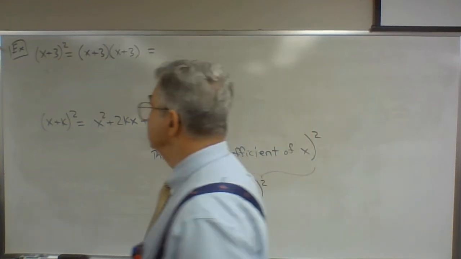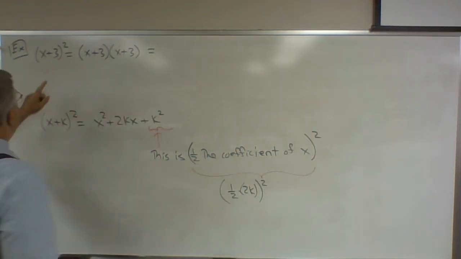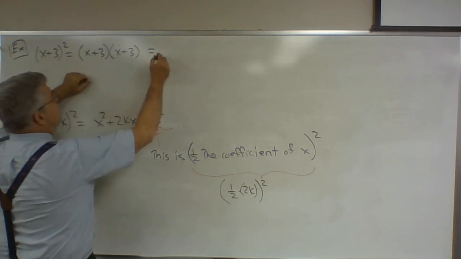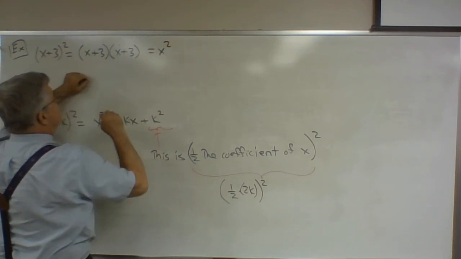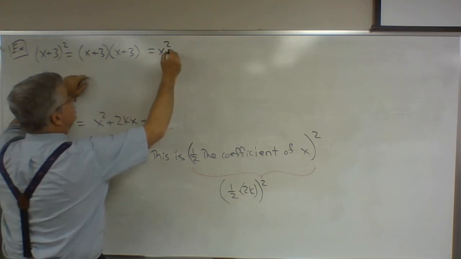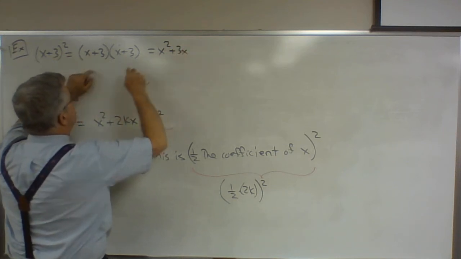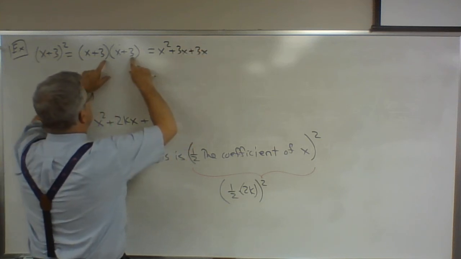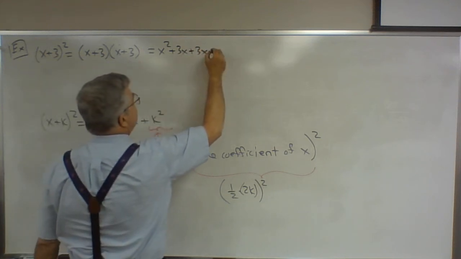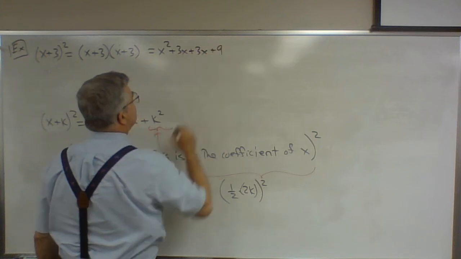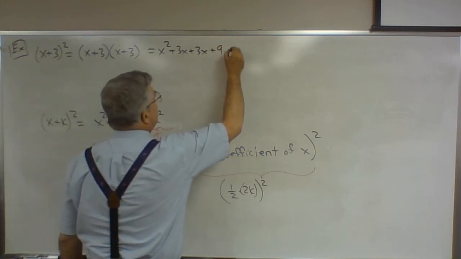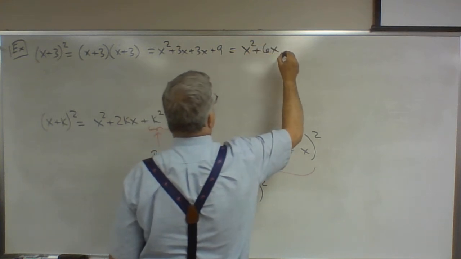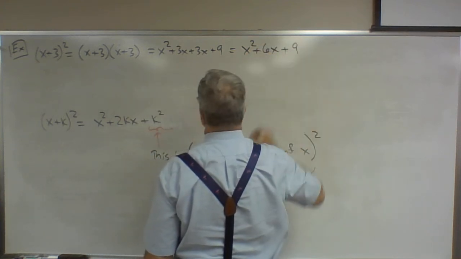Okay, here's our example. x plus 3 quantity squared. And we take the first, x squared. We take the outers, 3x. We take the inners, 3x. And we take the last, 3 squared, which is 9. And that's equal to x squared plus 6x plus 9.